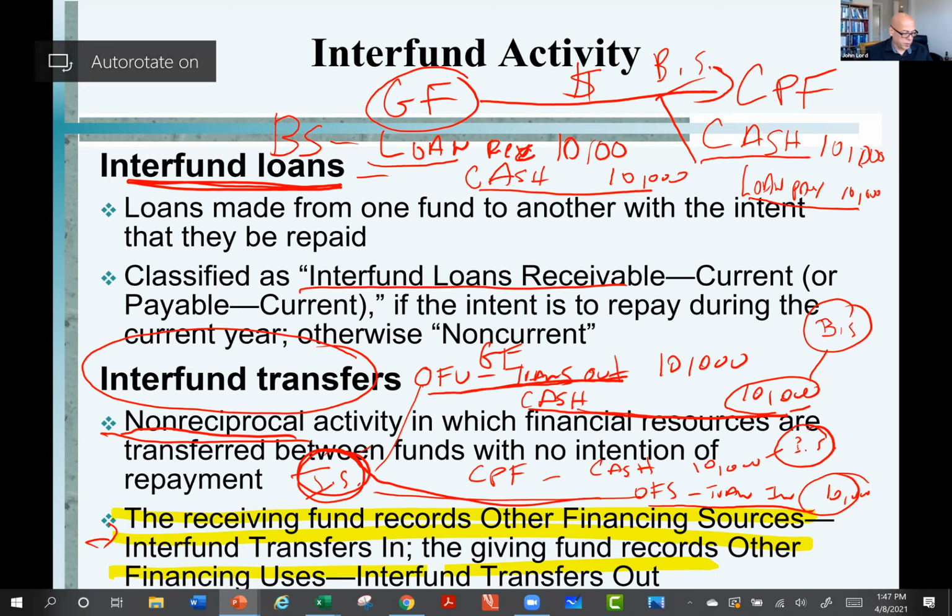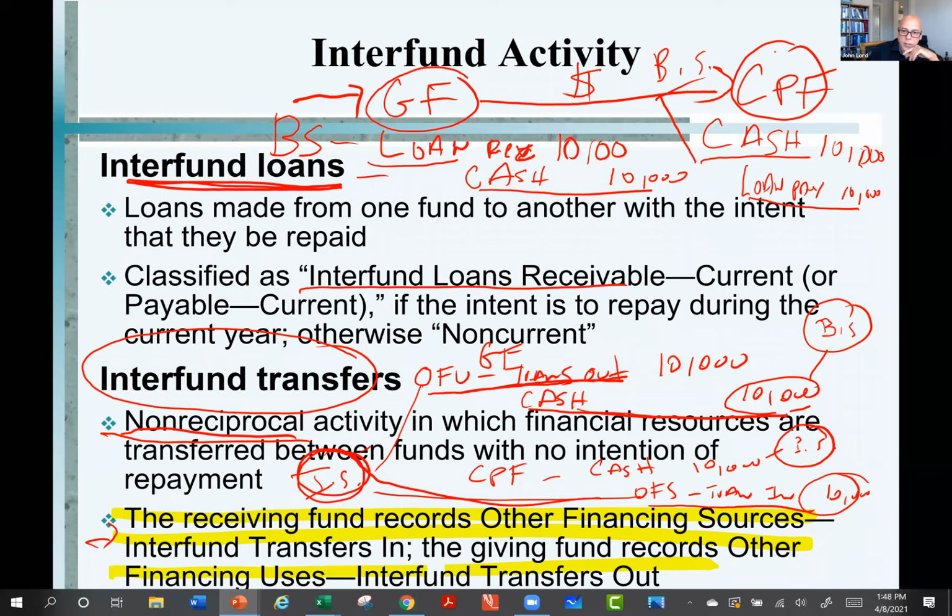Okay. So basically, we have our interfund loans. And you could see this GF here, general fund. In the general fund, we're assuming that the general fund is going to loan $10,000 over to the capital project fund. What happens in the general fund when they loan the $10,000? They'll debit loan receivable. That's an asset, reported on the balance sheet. And they will credit cash for $10,000, because that money is being loaned over to the capital project fund.